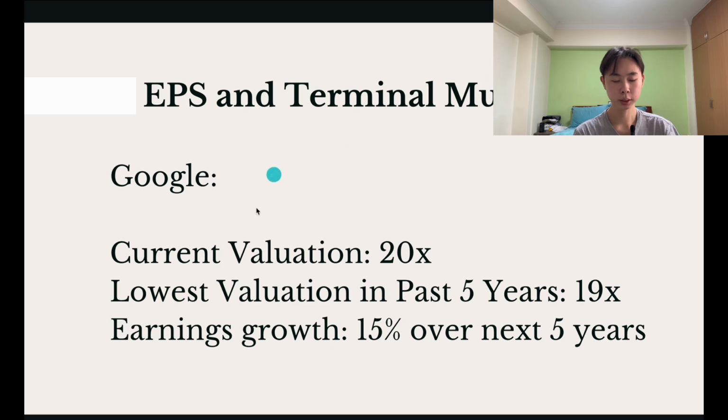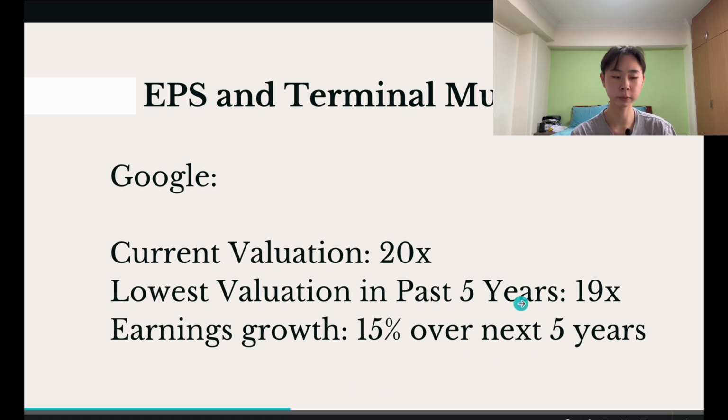Next one is Google. So Google over here is currently trading at 20 times earnings. Lowest valuation in the past 5 years is 19 times, and then the earnings growth is around 15% over the next 5 years. So if you were to look at just Google's growth over the last 2 years, last year it grew earnings at around 30%, and then the previous year from that it grew earnings at around 20%. So 15% over the next 5 years is definitely more than achievable for this company.